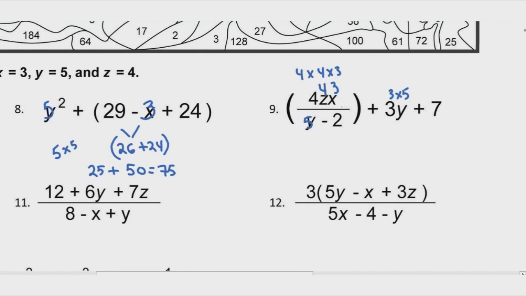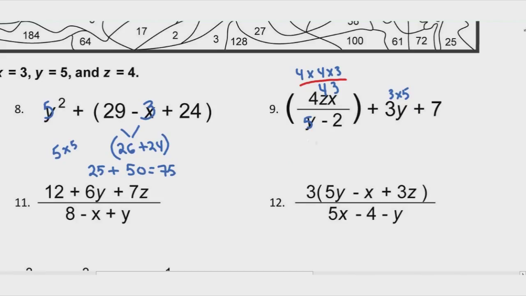Well, we do parentheses first. So let's just do this whole group right here. 4 times 4 times 3. 4 times 4 is 16 times 3 is, what is that, 48?